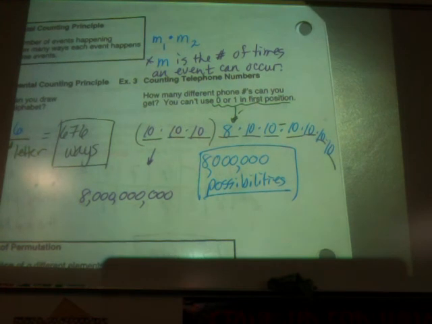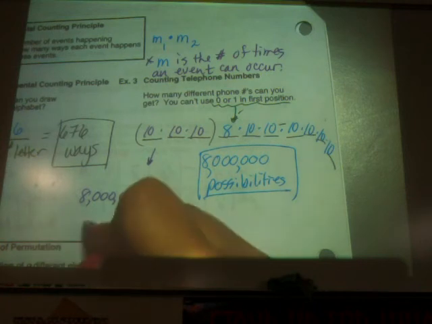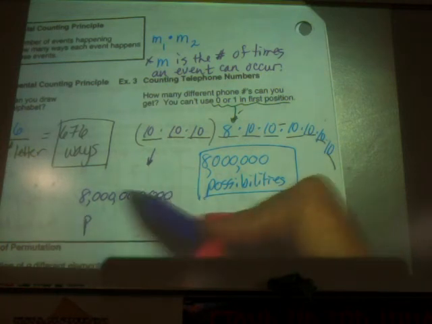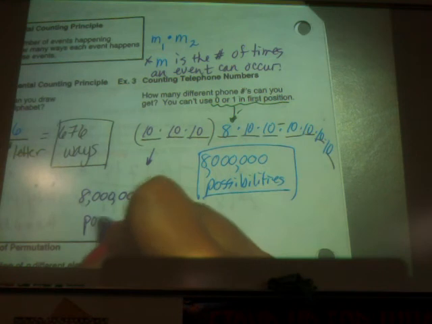What's that? 100,000 million billion, right? Possibilities.